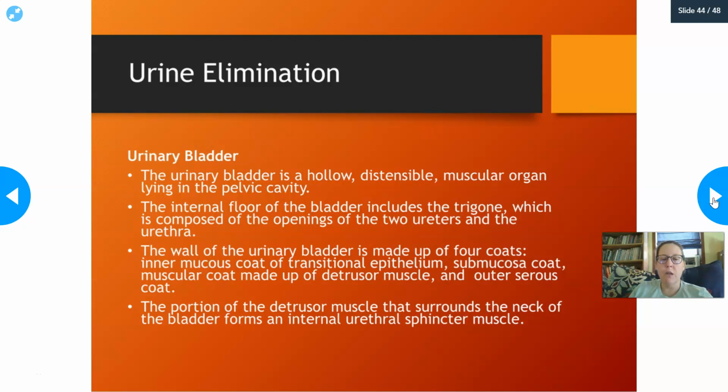And there's a portion of the detrusor muscle that surrounds the neck of the bladder, so where the exit is, where the trigon is, and that forms what we call the internal urethral sphincter muscles. Right? Remember, sphincter muscles open and close, right? So when they open, they let stuff out, and then they close completely, they hold stuff in.